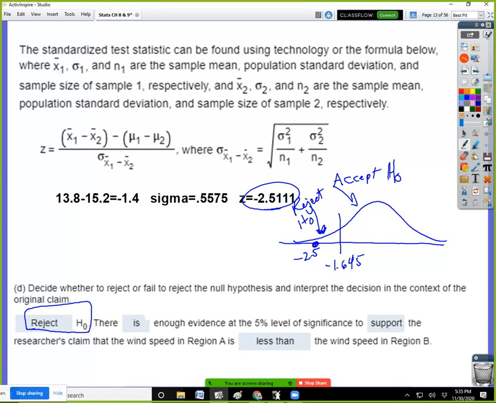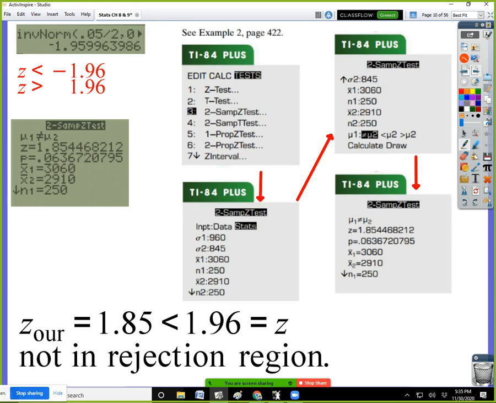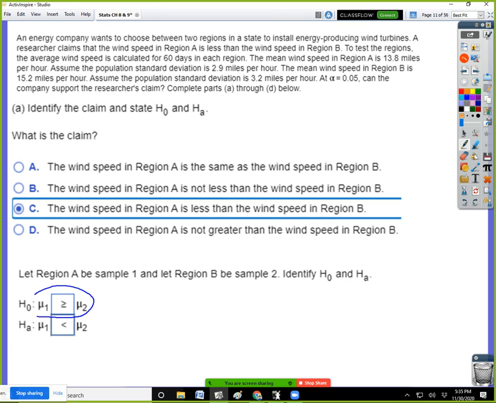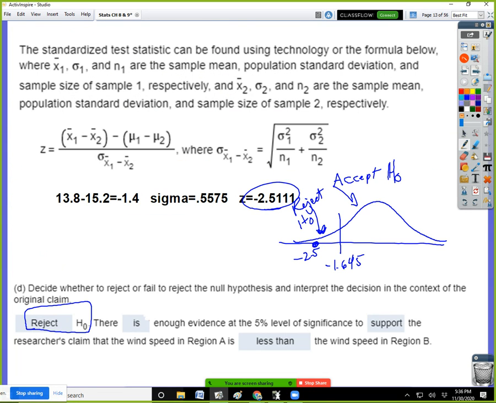In other words, go back, what was H0? Oops, sorry. H0 was that the wind speed in region A was greater than or equal to the wind speed in B. And that's not what we have. So since we reject H0, there is enough evidence to support the researcher's claim that the speed in region A is less than the speed in region B. Cool? Is it a pain in the behind? A little bit. Is it impossible? No, because thank God you got a calculator.